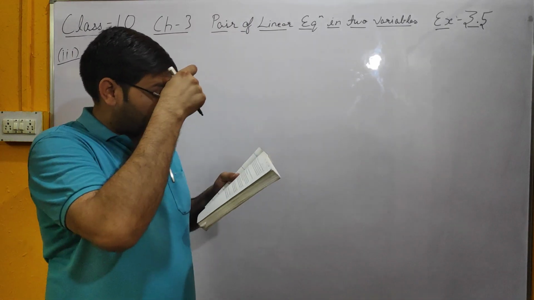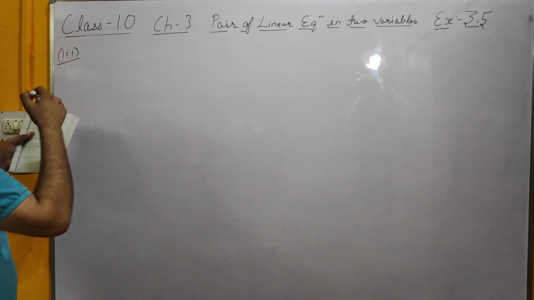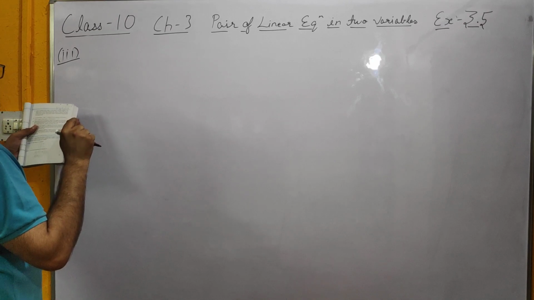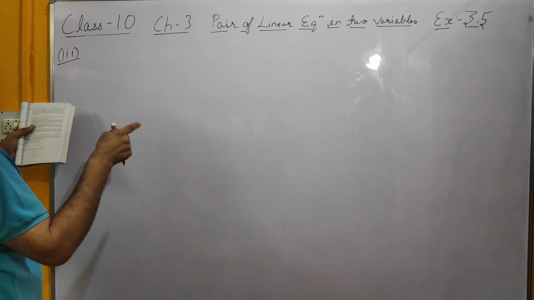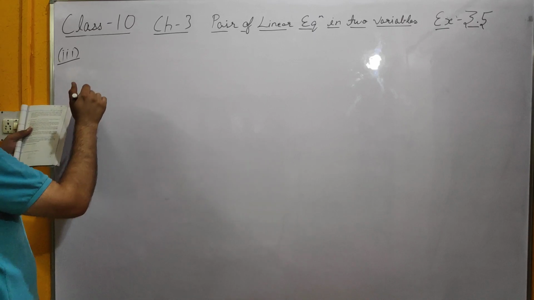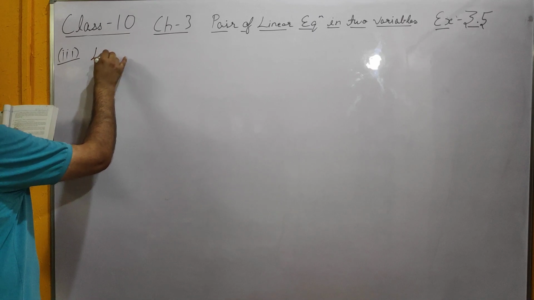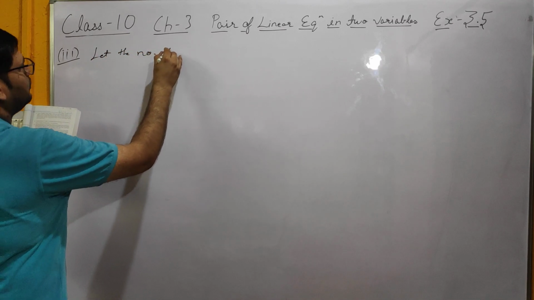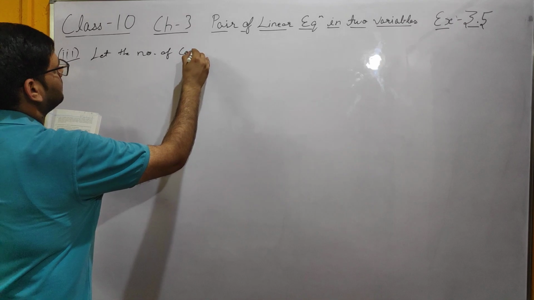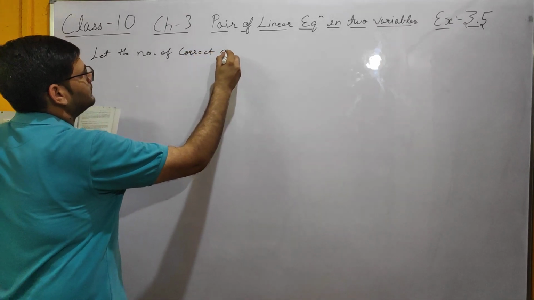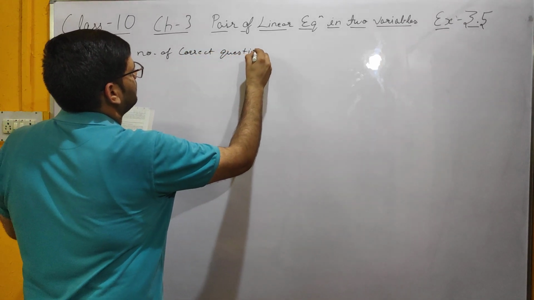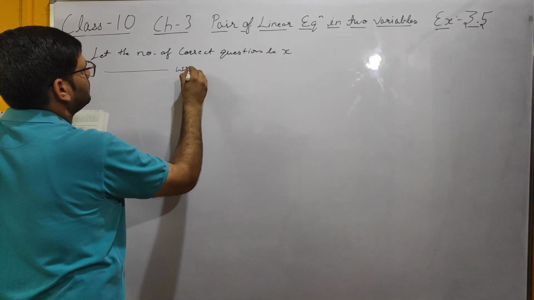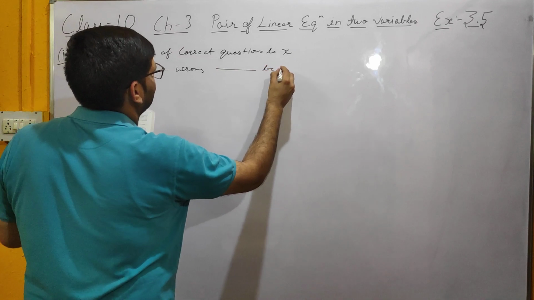Okay. So Yash scored 40 marks in a test, getting 3 marks for each right answer and losing 1 mark for each wrong answer. Okay, this was the first equation. Let the number of correct questions be x and the number of wrong questions be y.